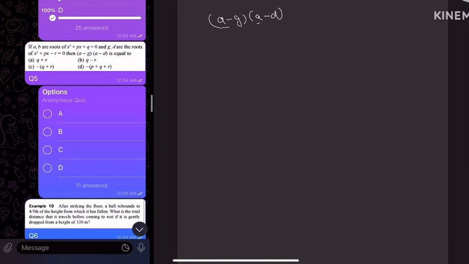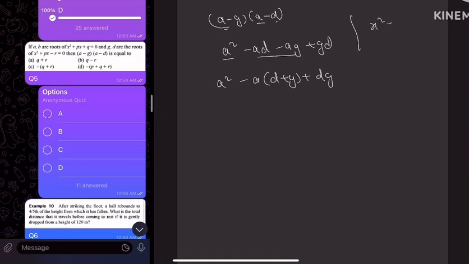Okay, multiply this. You will get a square minus ad minus ag plus gd. Okay, so a square will be a square. Take out a common from here. So this will be d plus g and dg. Okay, so we know that g and d are roots of this equation x square plus px.